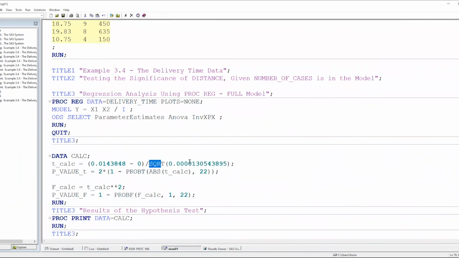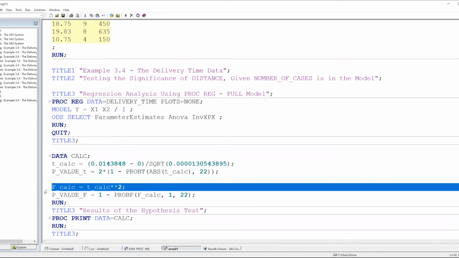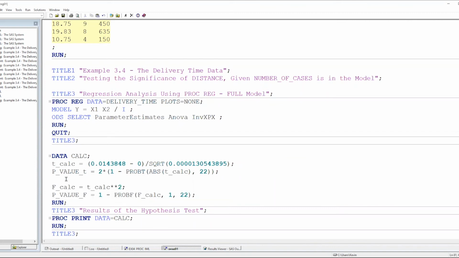All right, and I have to be sure to take the square root of that to get that standard error. So that will give me the value of the test statistic t-calc. And then I do the same kind of calculation I did in proc IML to get the p-value for this test. And in this program, I'm actually going to show you the F-test as well. And so I'm going to differentiate the two p-values based on the t-value and the F-value by appending _t and _f for those p-values for the t-calc and f-calc respectively. Okay, and so this is how we can get these calculations for this particular approach.